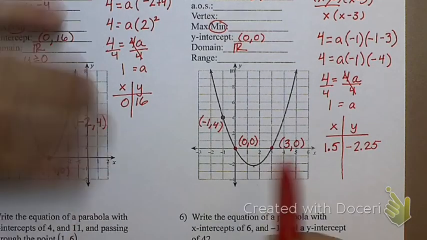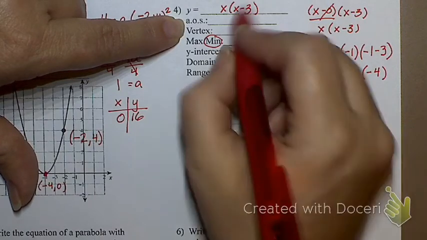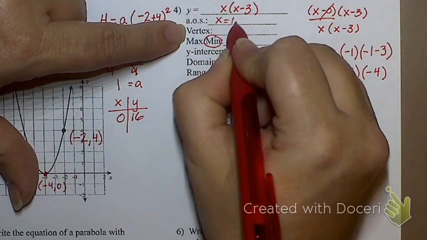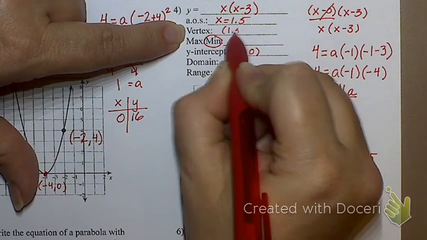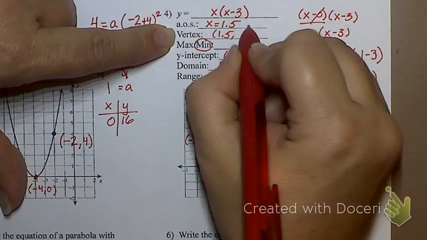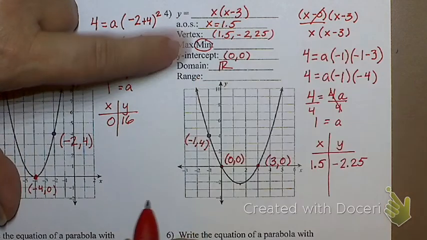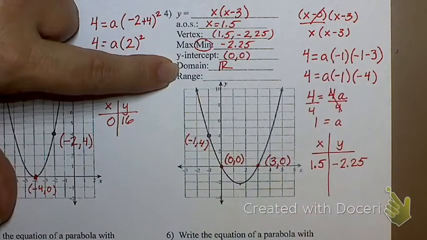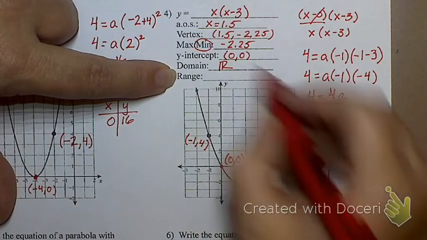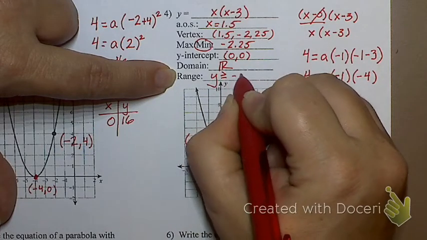Yep. So, axis of symmetry, what's that? X equals 1.5. Vertex, 1.5 comma negative 2.25. What's my minimum value? Negative 2.25. And what's my range? Greater than or equal to negative 2.25.